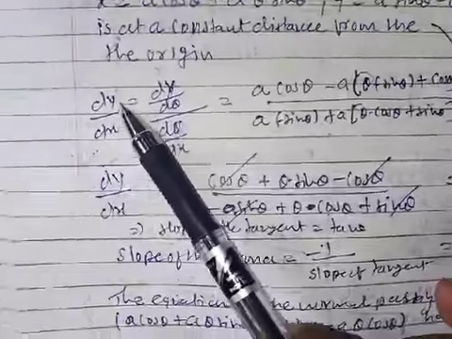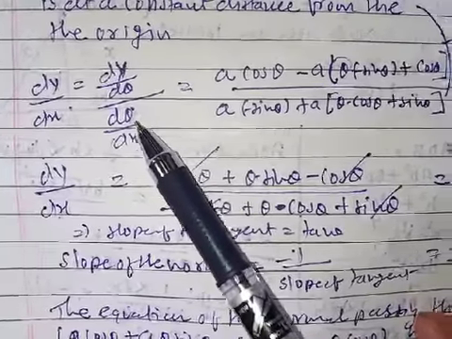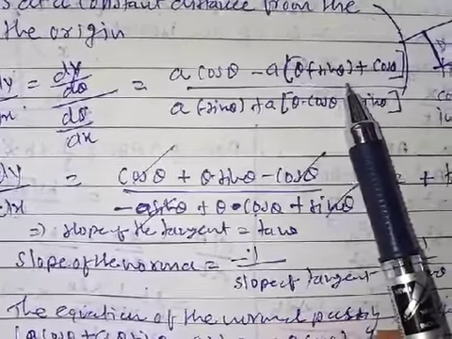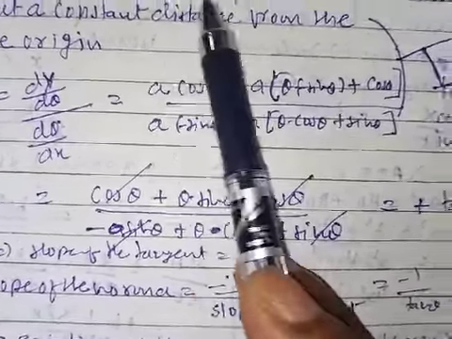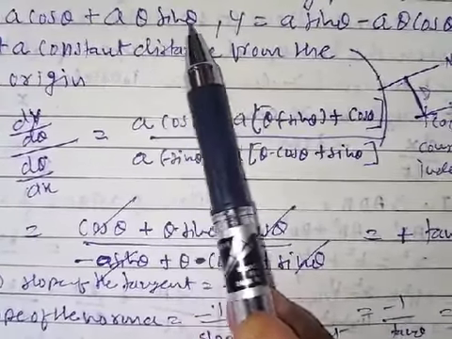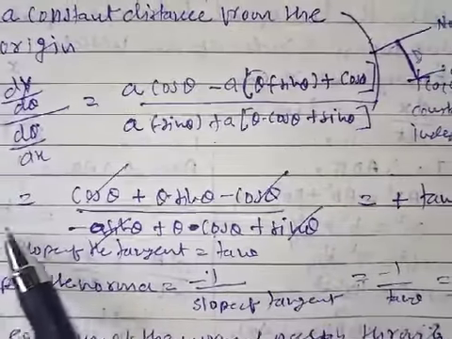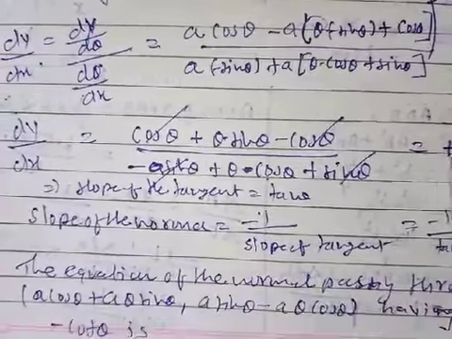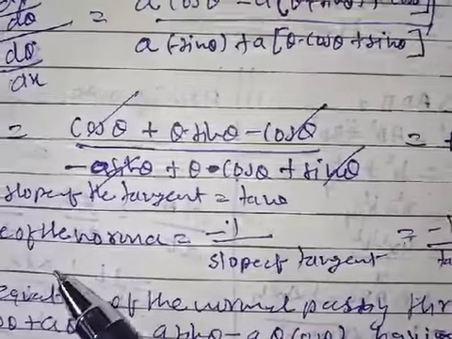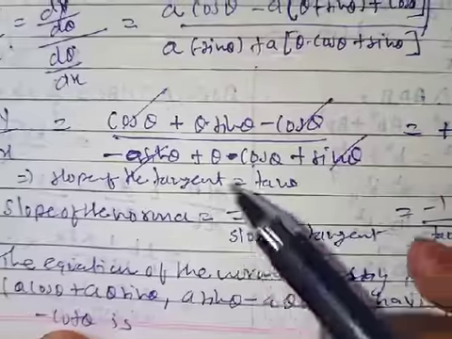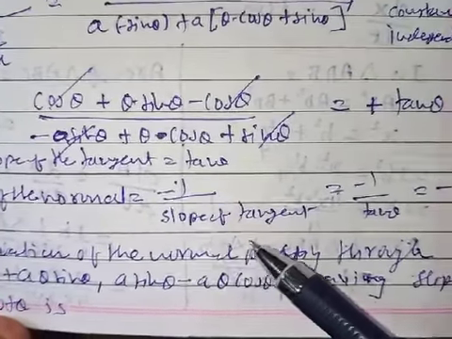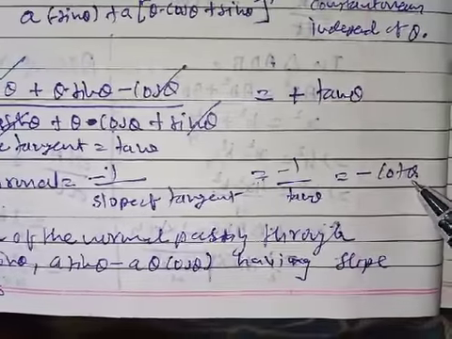So let's prove that dy/dx = (dy/dθ) / (dx/dθ). Because it is in u into v form, θ is the variable, and a is constant. If you simplify it, you will get dy/dx as tan θ. So the slope of the tangent is tan θ, and the slope of the normal is minus 1 upon the slope of the tangent, so we will get minus cot θ.